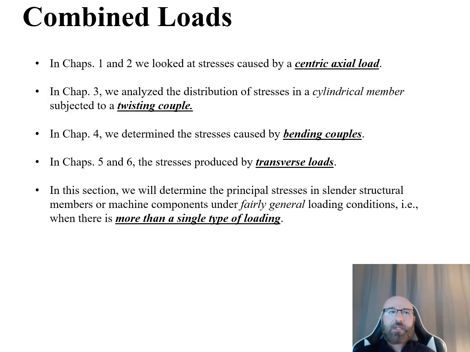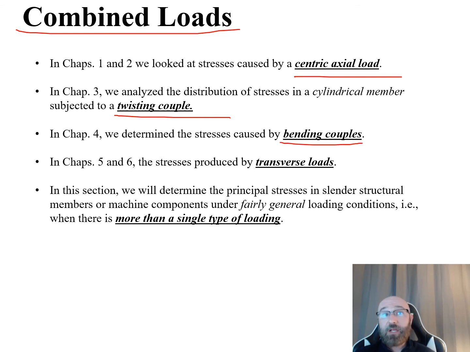So now let's move on to the topic of combined loads. In the first couple chapters, we looked at stresses caused by centric axial load. Then we analyzed the distribution of stresses in cylindrical members subject to twisting couples. In chapter 4, we determined the stresses caused by bending couples. And in 5 and 6, we went on to stresses produced by transverse loads. Now in this section, we're going to determine the principal stresses in slender structural members or machine components undergoing fairly general loading conditions.